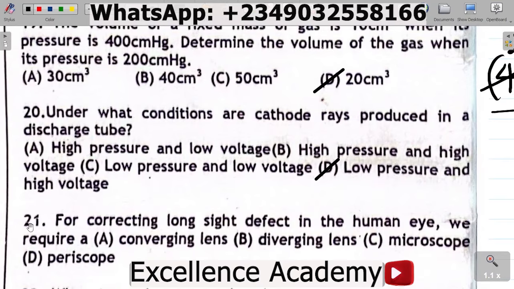All right, guys. So question number 21 is for you. You try question number 21 and leave your answer in the comment section, and I'll tell you if you're correct or not. Question number 21 says, for correcting long sight defects in the human eye, we require A, converging lens, B, diverging lens, C, microscope, D, periscope. All right. What is the answer to this question? Leave your answer in the comment section. Is it A, B, C, or D? I will tell you if you're correct or not.